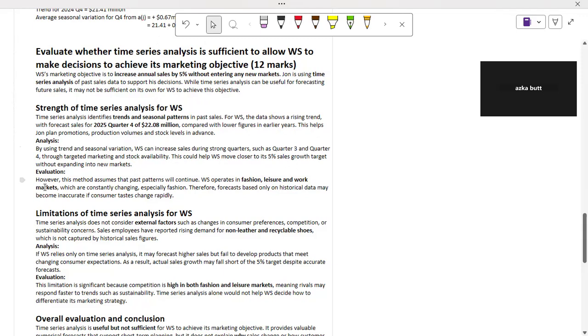But its evaluation is that, however, this method assumes that past patterns will continue, and WS operates in fashion, leisure, and work markets, which are constantly changing, especially fashion. Therefore, forecasts based only on historical data may become inaccurate if consumer tastes change rapidly.